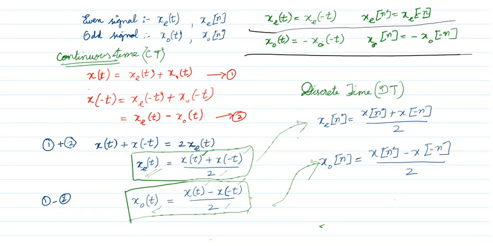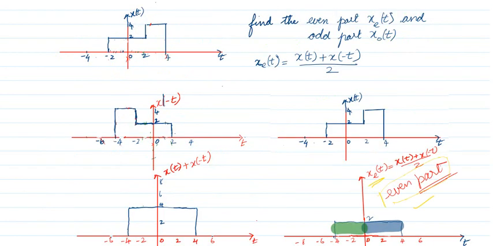For the discrete time domain, the same thing, but instead of t, we will be using n. This is for even signal. This is for odd discrete time signal. Now let's take an example. For this example, x of t is given. They are asking to find the even part and odd part of the signal. First, let us solve the even part of the signal.